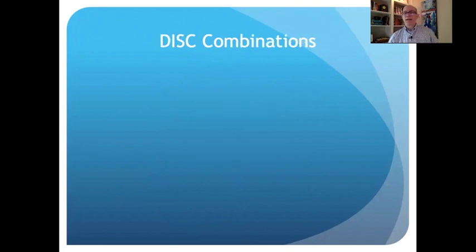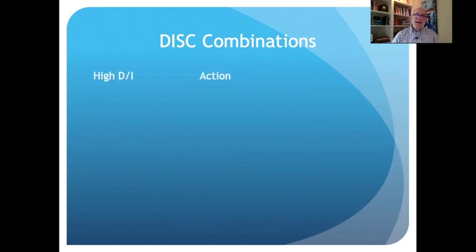Now, DISC combinations, as you might have gotten from your results. If you have two letters that are above the midline, those are meaningful. One's going to tend to be a little higher than the other, but to have two above the midline together, it's of interest to you and good knowledge for you to have on what that means as you go through that.